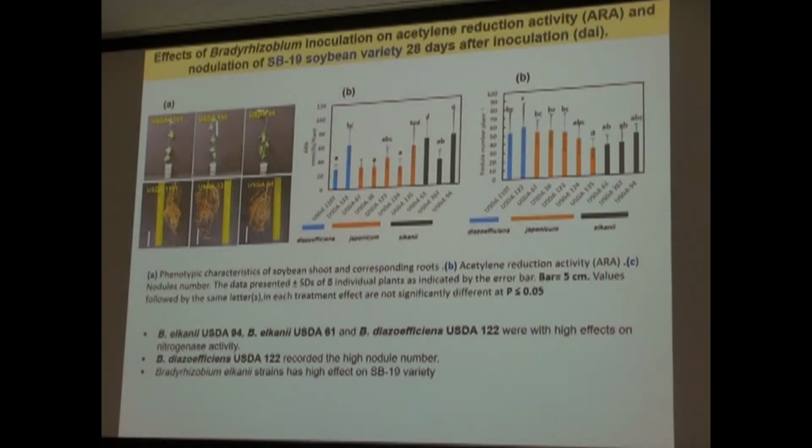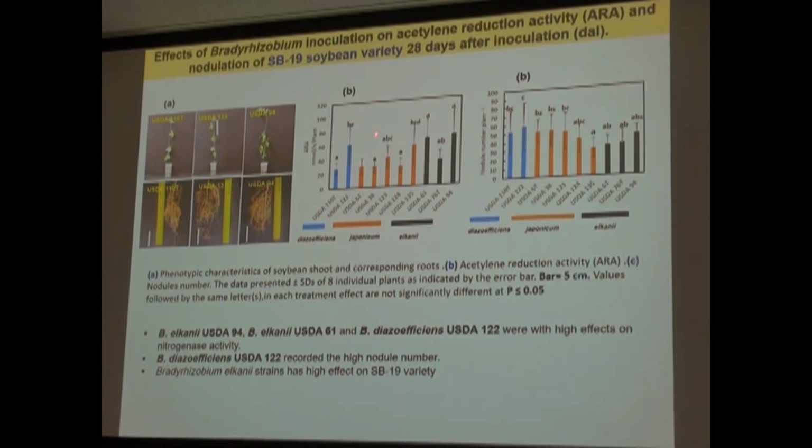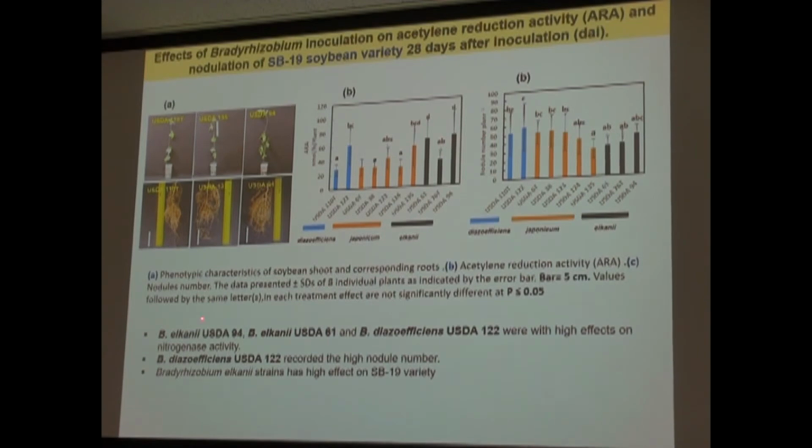I also checked nitrogenase activity, like the first one, and I highlighted some of the specific rhizobia strains which have high effects on nitrogenase activity and nodulation. A good example is B. elkanii USDA 94, B. elkanii USDA 61, and B. diazoefficiens USDA 122, which had high effects on nitrogenase activity in this variety.